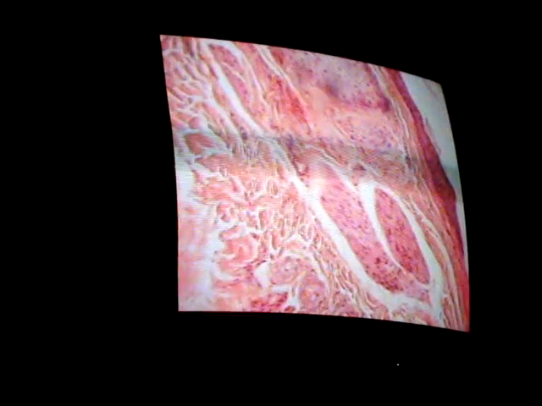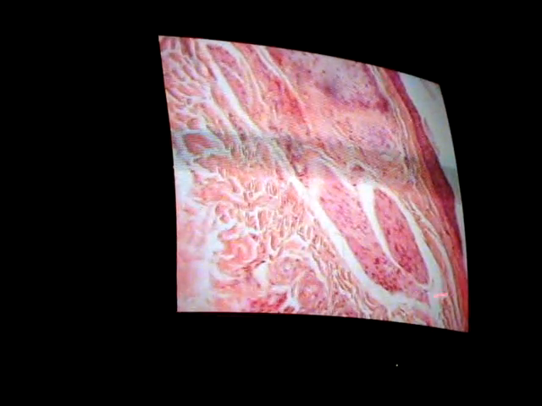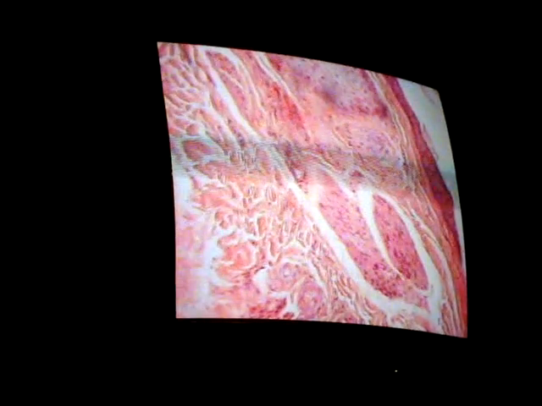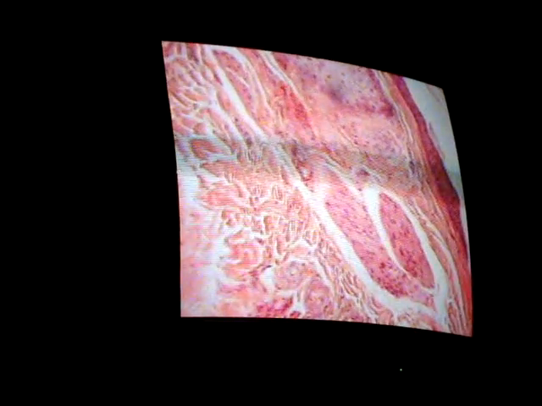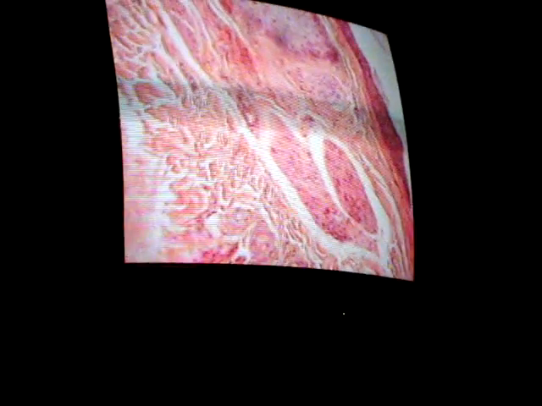You get the idea? Can you show the arrector pili muscle again, please? Right there? Right here? Okay, anything else? Okay. Those are the two slides.